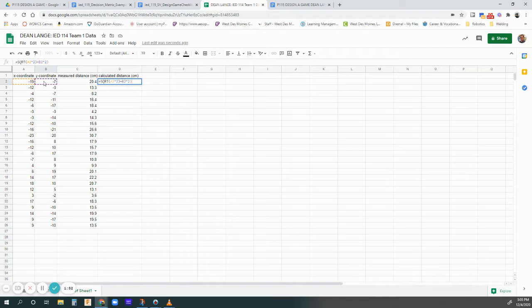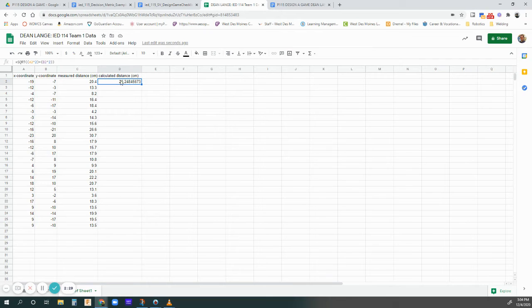Now, to make sure that the math is done right, I'm going to go back in and add extra parentheses just to make sure that the spreadsheet does the math the way I want it to. All right. And so after all that, I hit OK. And I can guess that I did it right because my answer, the calculated one, came up very close to the measured one.